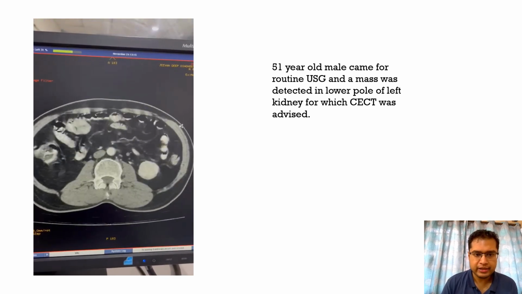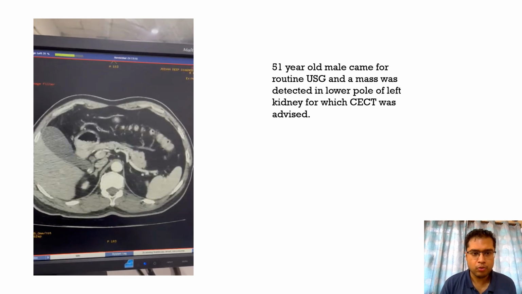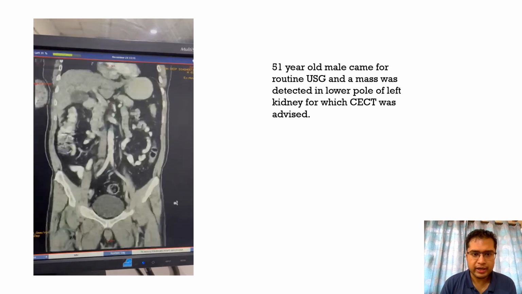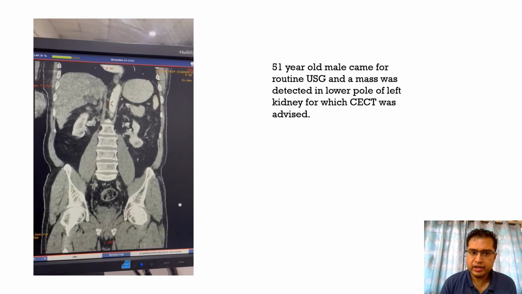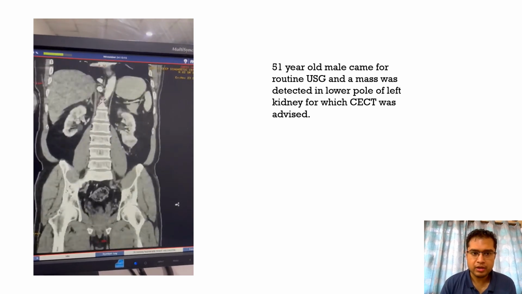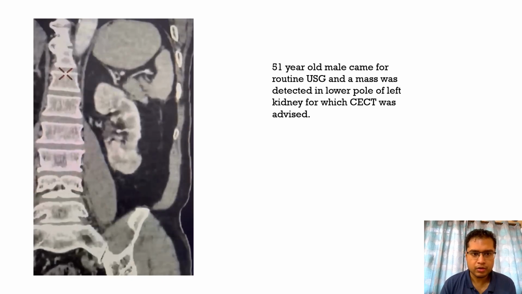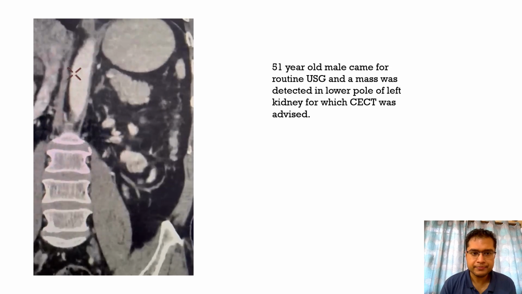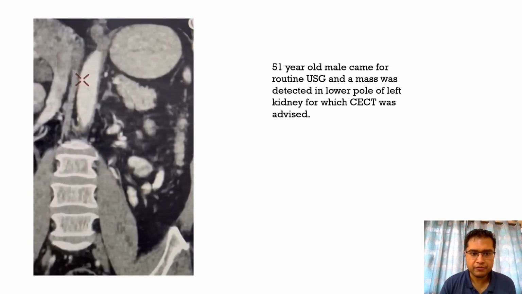Here we can see an exophytic mass lesion which is heterogeneously enhancing in the lower pole. There is no involvement of the collecting system as such. This is the lesion. The renal vessels had normal contrast filling. The lesion was away from the collecting system. Well defined exophytic lesion with some areas of necrosis within.